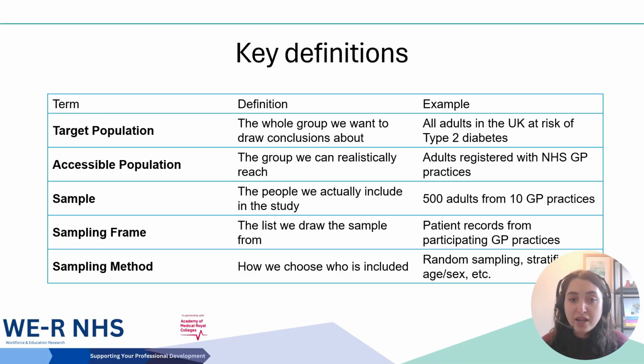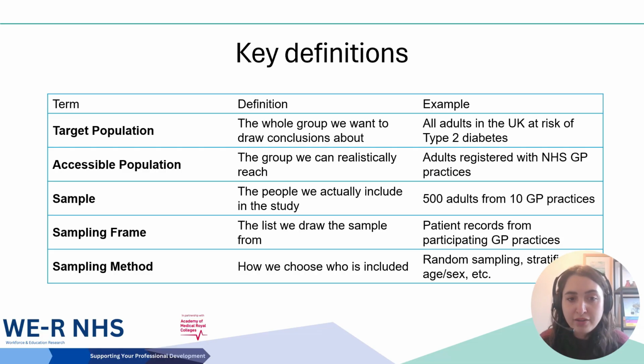Your sampling frame refers to the list that you draw the sample from. So again, sticking with this example, this would be patient records from participating GP practices. So you may start off by recruiting 10 GP practices in different parts of the country, encompassing both urban and rural locations, and areas with higher and lower levels of deprivation. And this all helps to ensure you have a representative sample to begin with.